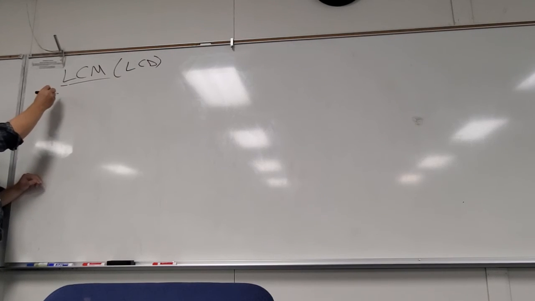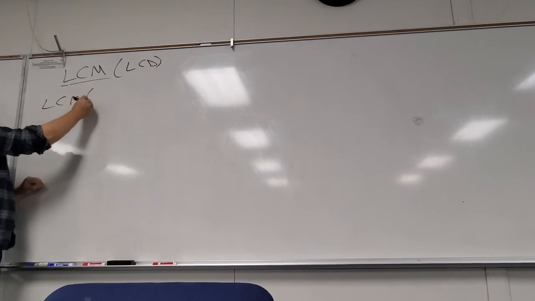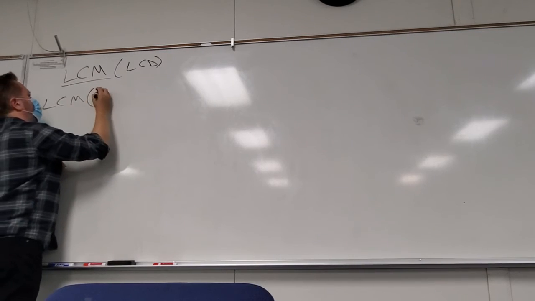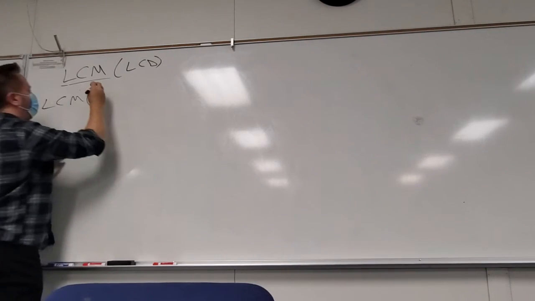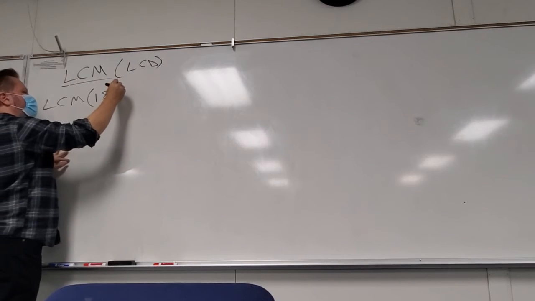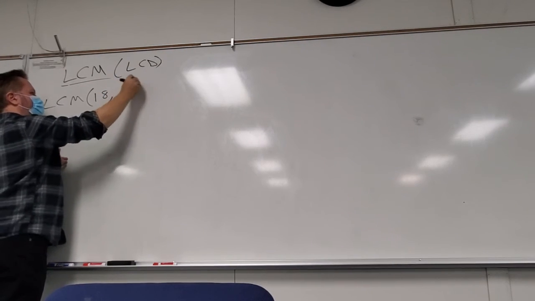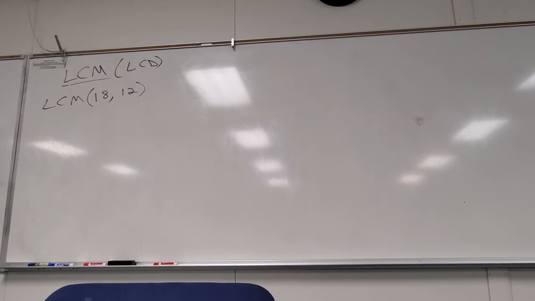So, for example, how would I figure out the LCM of 18 and 12? Before I show you the textbook ways, what ways do you already know? Multiply them together. Okay. Why would that not necessarily give you the least? The greatest common multiple is always infinity, and that's not the least.